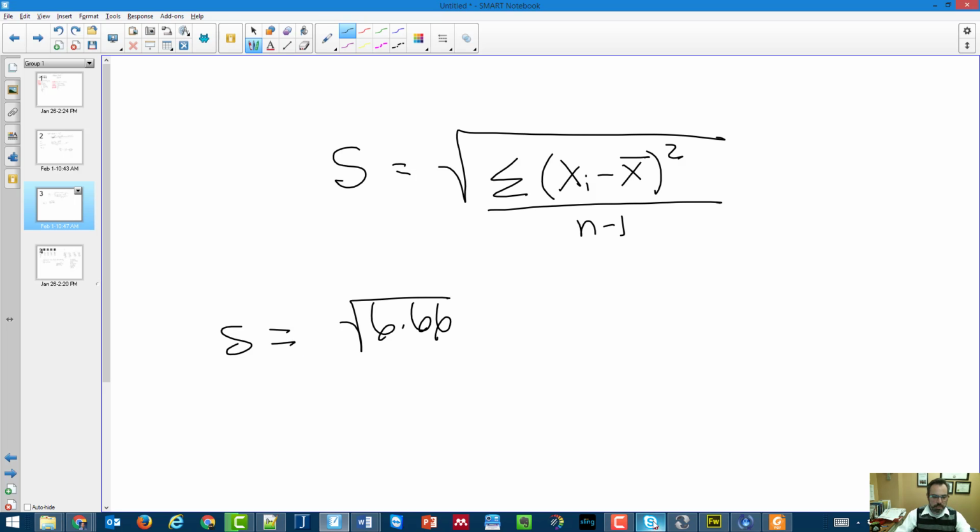And I'll pause for a second. I've got to see where my calculator's at. So the square root of this ends up being 2.58. So that's our standard deviation.